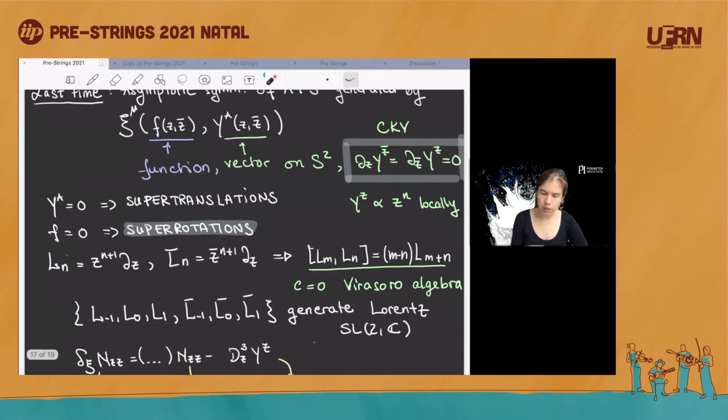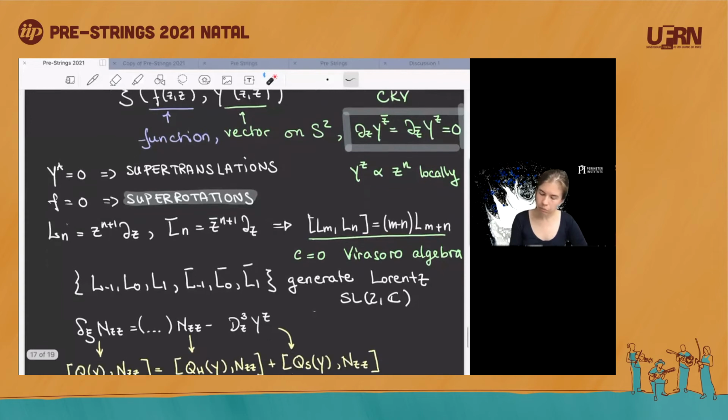The symmetry group is infinite dimensional in this case, because what one can do to see this is to define the generators Ln and Ln bar, which obey an algebra. And this algebra can be immediately seen to be the same as the Virasoro algebra at central charge equal to 0. And in fact, one has two copies of the Virasoro algebra from these holomorphic and anti-holomorphic vector fields.